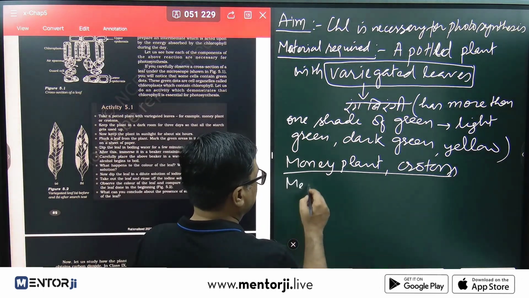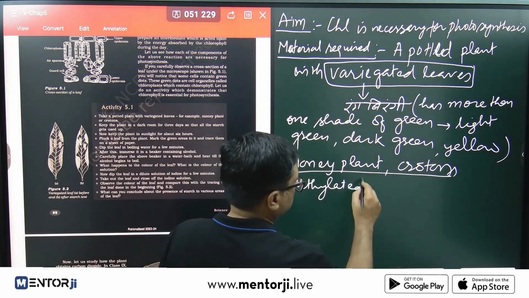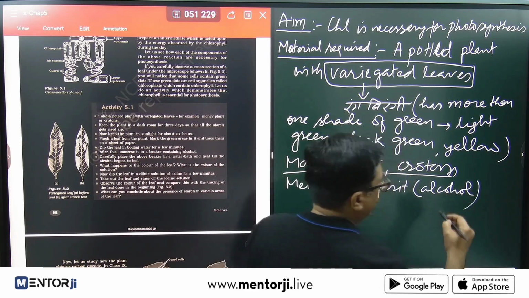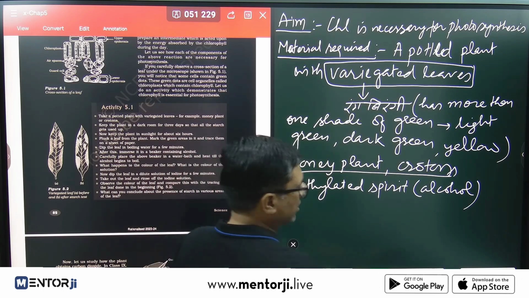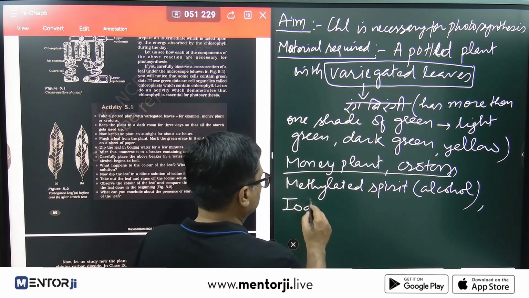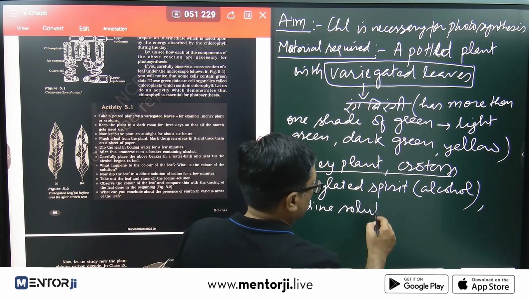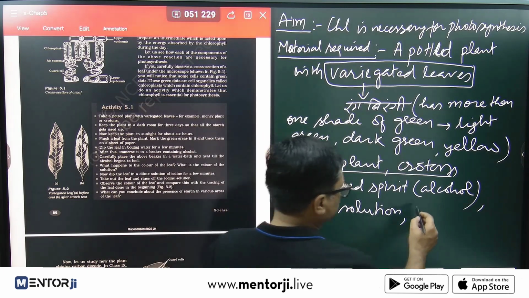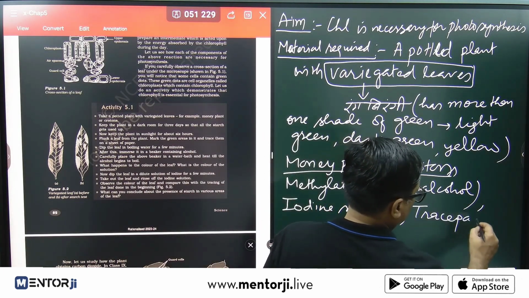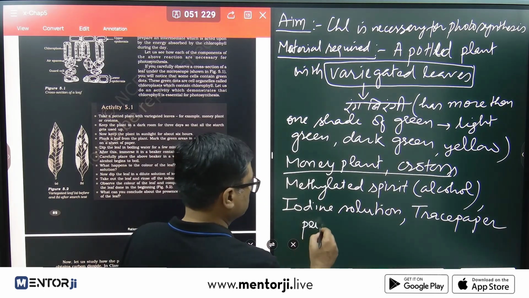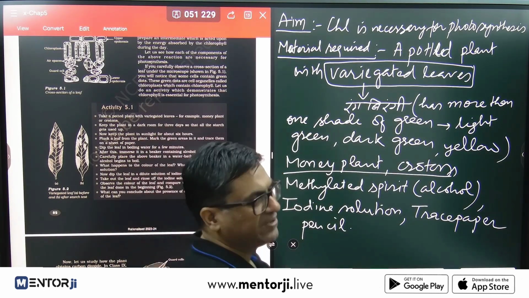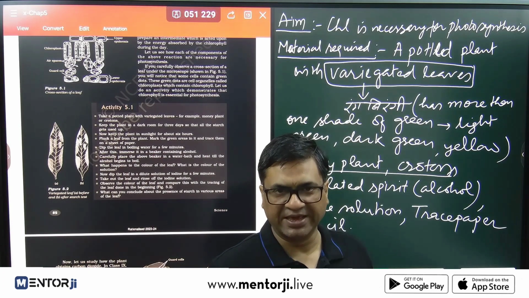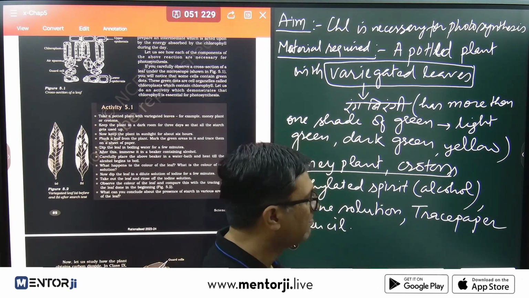After taking this plant, what else we have to take, और क्या हमें लेना है? हमें लेना है methylated spirit, that is also a form of alcohol. Then we have to take the iodine solution. आयोडीन सॉल्यूशन के अलावा हमें लेना है ट्रेस पेपर, pencil. So all these are the basic requirements. We have discussed two important points about this activity: first is the aim and second is the material required.